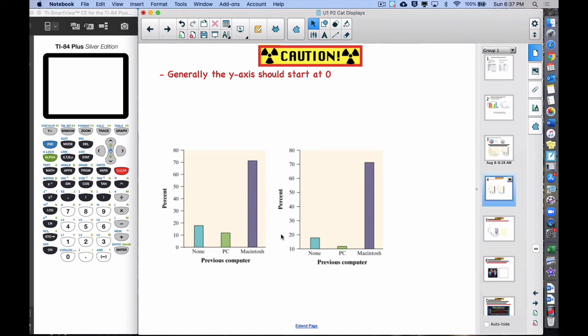The reason is if you were to look at this graph on the right that starts at 10, you might say, oh, almost nobody ordered a PC. Now, PC is definitely the smallest, but if we look at the real correct graph where the scale goes to 0, it's definitely not nearly as close to 0 as this one visually makes it seem. So your y-axis should always start at 0.